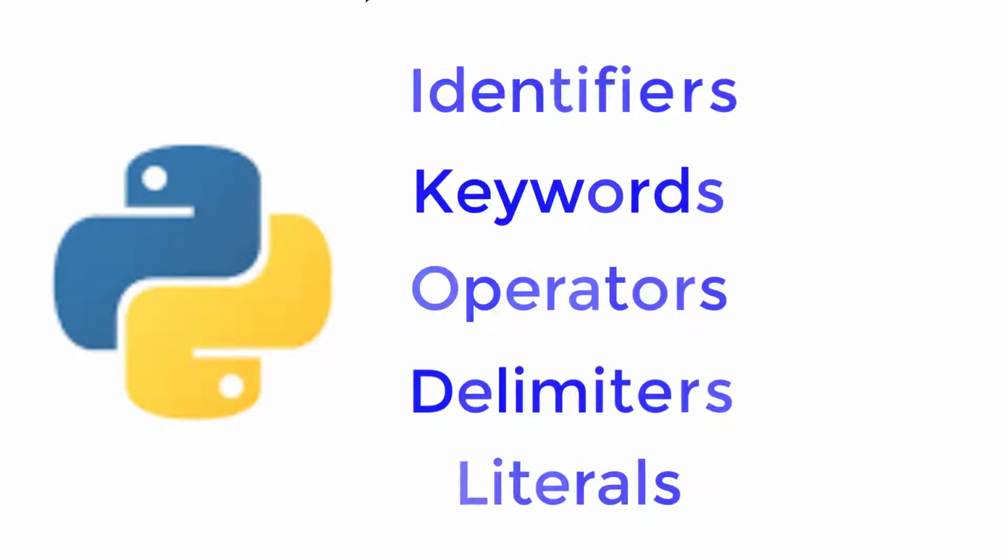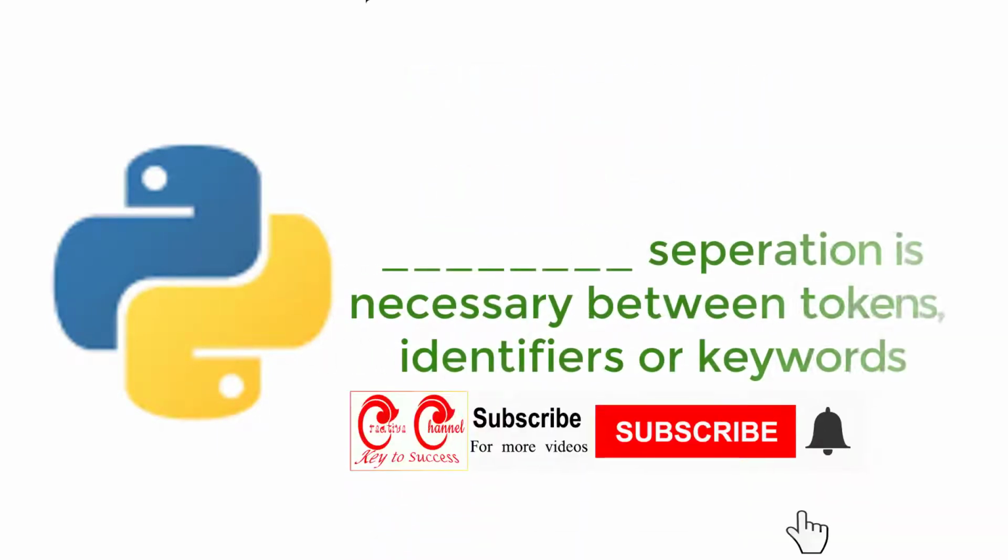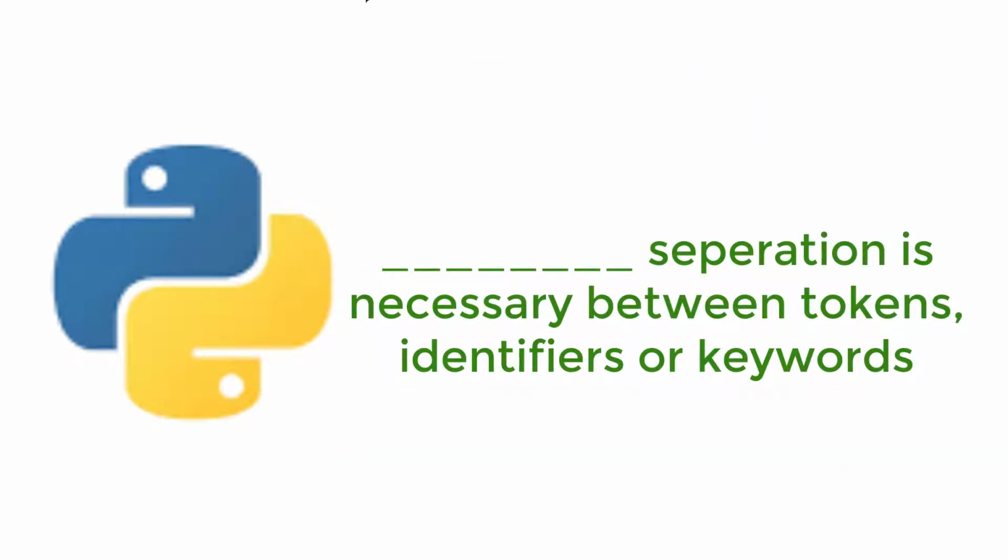Just note one more question here. Dash separation is necessary between tokens, identifiers or keywords. So we already saw that white space separates a lexical component, which is a token. So the answer is white space.